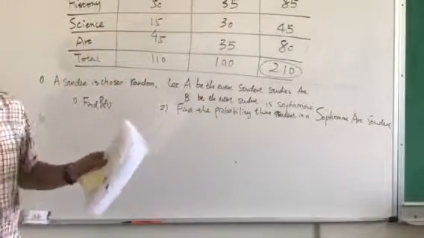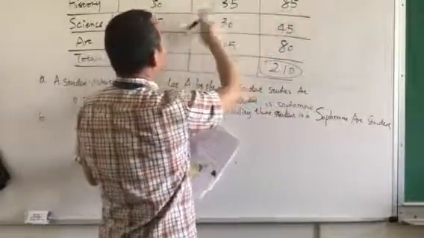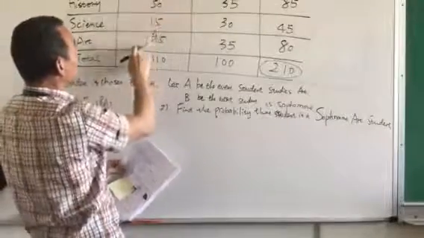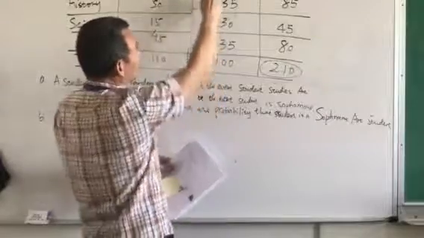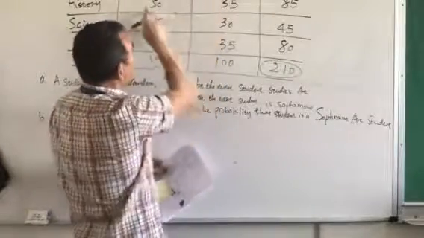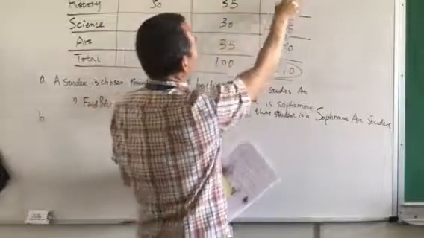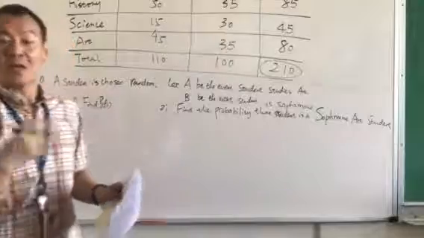Every time you see a table, you have to remember that every row adds up to the total, and every column should add up to the total as well. These three numbers, the column adds up to 110. These three numbers, sophomore, add up to 100, and the rows add up to 50, 35, 85. So total, and this adds up to 210 also. So you know how to read a table.